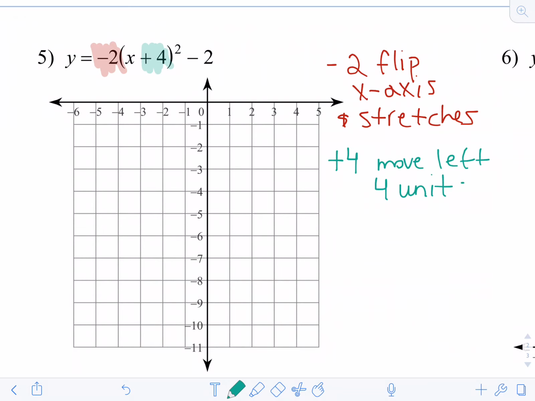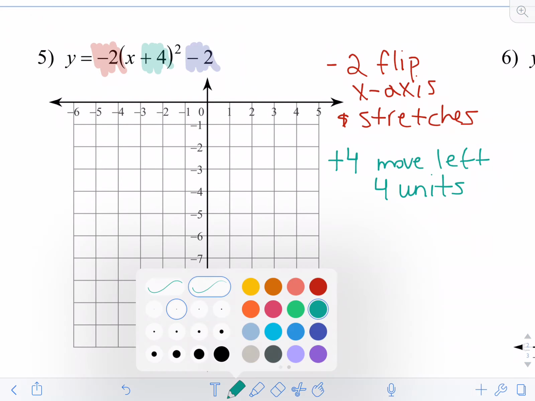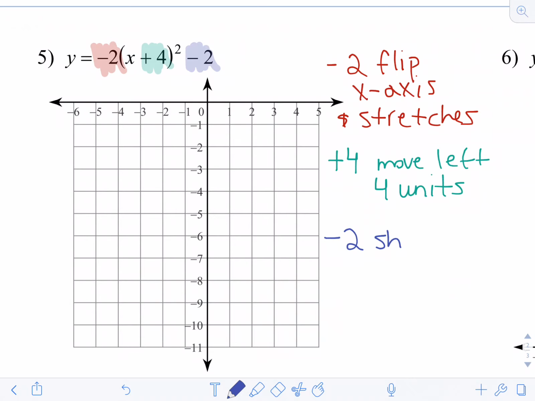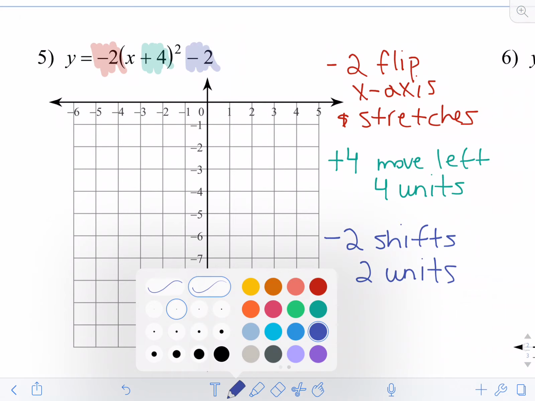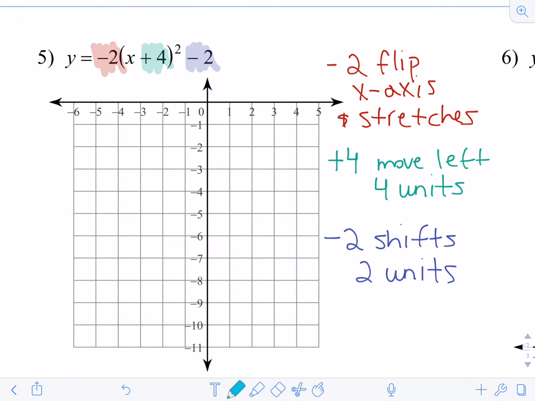And anything that's outside the parentheses in the back, okay, that moves it up or down, or shifts. You'll see the word shifts up and down. So this -2 shifts everything down 2 units. All right, so let's go ahead and plot what I can. I'm going to put in y equals -2 parentheses x plus 4 squared minus 2. In my table, the first point I can plot is -3, -10. So -3, -10, -2, -4, -1, -2, 0, -4, 1, -10.